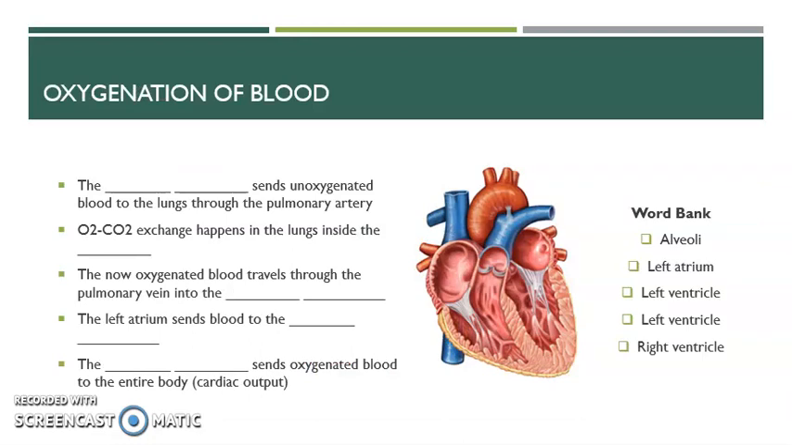We need to remember how blood travels through the heart. So first, the right ventricle sends unoxygenated blood to the lungs through the pulmonary artery. Next, the oxygen and carbon dioxide exchange happens in the lungs inside of the alveoli. The now oxygenated blood travels through the pulmonary vein into the left atrium. The left atrium sends blood to the left ventricle. The left ventricle sends oxygenated blood to the entire body, which is our cardiac output.